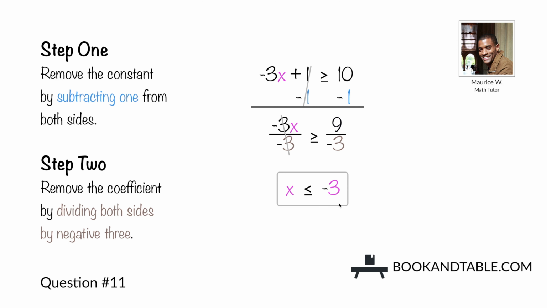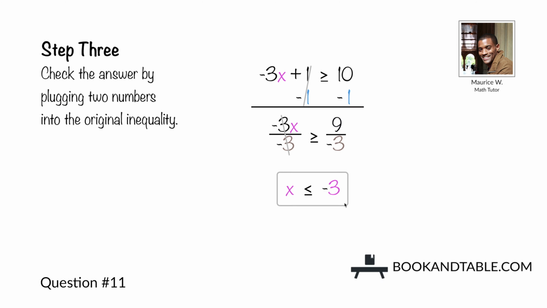Now we want to check this answer. So we do that, step 3, by plugging two numbers into the original inequality. -3x plus 1 is greater than or equal to 10.